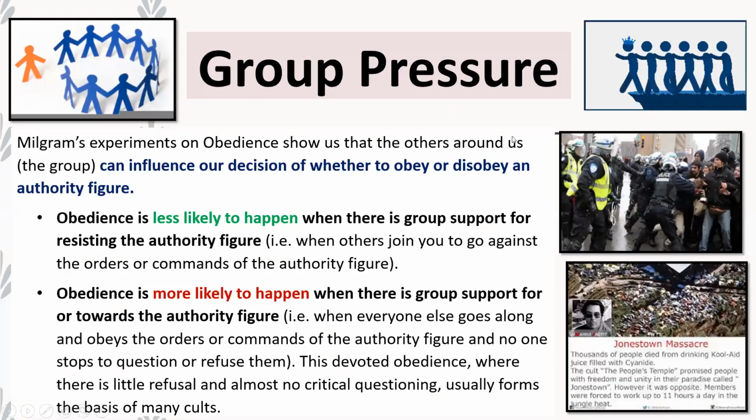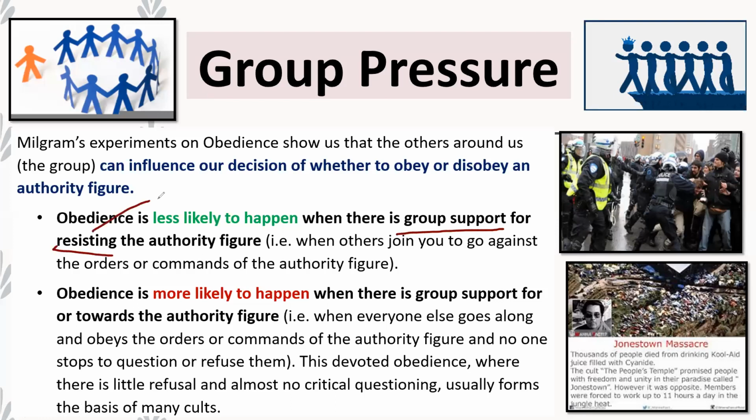So the first one is group pressure. Group pressure means that the people that are around us, and if we've got more people who can stand with us to be disobedient, we are more likely to be disobedient. Okay, in other words, obedience is less likely to happen if you've got group support for resisting.